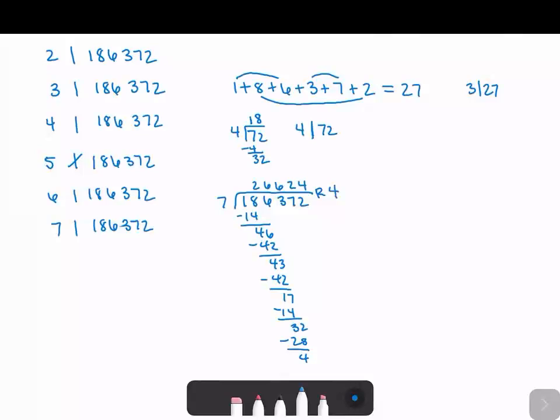So 7 does not divide this number because it doesn't divide evenly, because 186,372 divided by 7 has a remainder. I remember the definition said that there should be no remainder for this divides to be satisfied. Okay, so that's 7. There is a test, but it's usually a lot easier to just divide by 7.